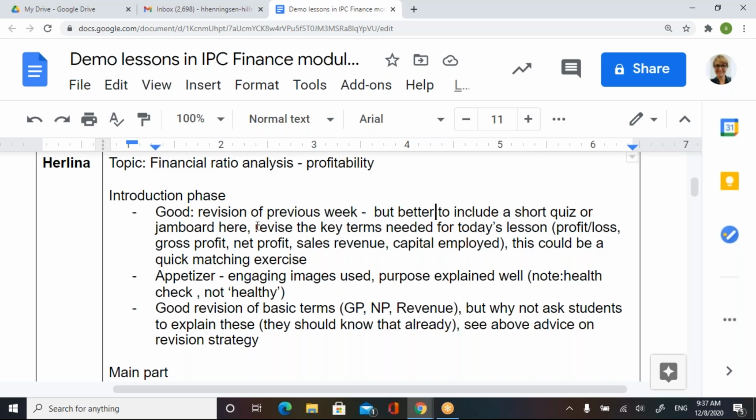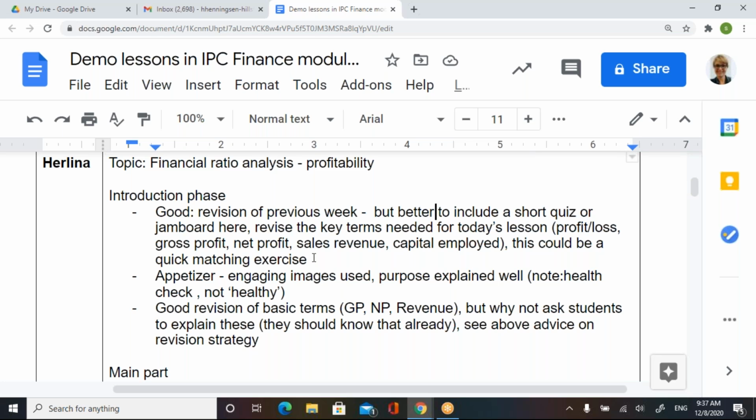And it's a really nice opportunity to actually revise some key terms that you're going to be needing for introducing the profitability ratios. So I'm thinking things like profit and loss, gross profit, net profit, sales revenue, and capital employed. These are the key terms, aren't they? They need to know from the profitability. And if you think about it, because you would have introduced the end of year statements before, they actually know these terms already. So this could be a quick matching exercise, like I said, or a Jamboard if you want to, or maybe a Kahoot quiz, something like that.